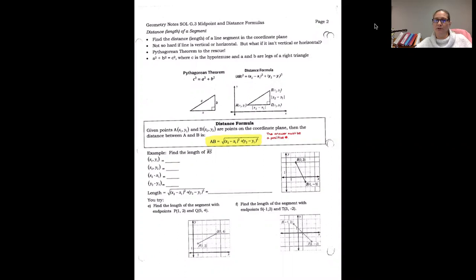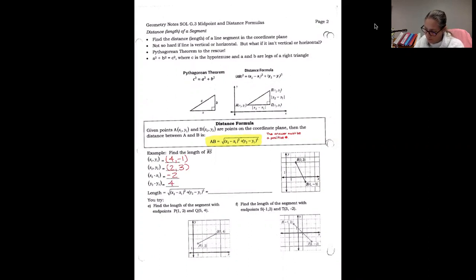So it is the square root of x2 minus x1 squared plus y2 minus y1 squared, and your answer must be a positive number. So as you look at the example that you see here, x1, y1 is going to be the coordinates 4, -1, as you see here on your screen. And then x2, y2 is going to be the coordinates 2, 3. So x2 minus x1, 2 minus 4 is -2. And y2 minus y1 is 3 minus -1, which is 3 plus 1, which is 4.